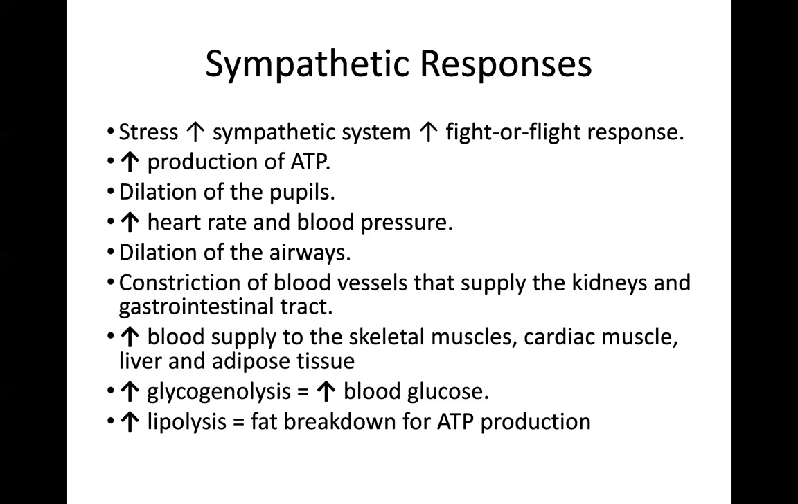Okay. Other things that we do, we dilate our pupils. We make it better to see. That helps us fight that bear off or run for, the jog that we're doing. We increase our heart rate and our blood pressure, so our blood flow is going to increase throughout the body. We dilate our airways so that we are breathing more oxygen in and getting more CO2 out. While we're doing these things, we're going to shut down blood flow to our kidneys and gastrointestinal tract. So in other words, we're not going to send blood to our kidneys to make urine.